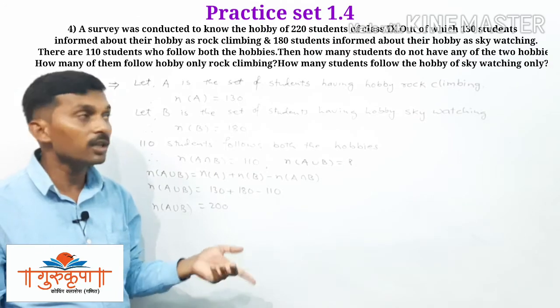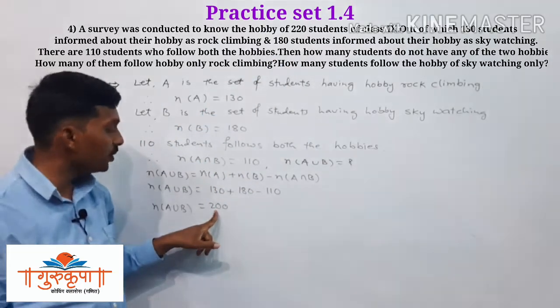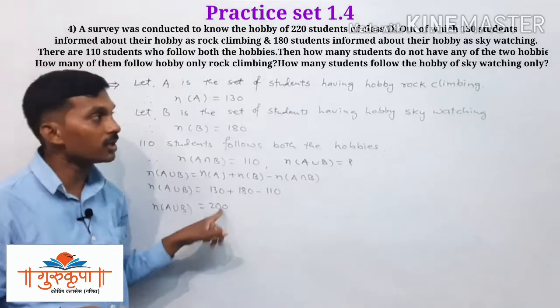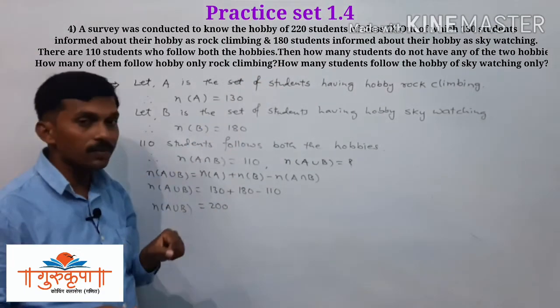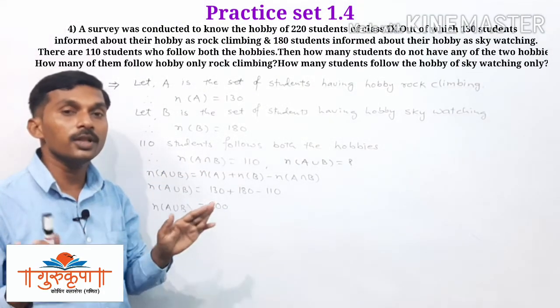That is 20 only. Universal set is having 220 students, and here A union B is having 200 students. So 220 minus 200, that is 20. So 20 students do not have one of the two hobbies.